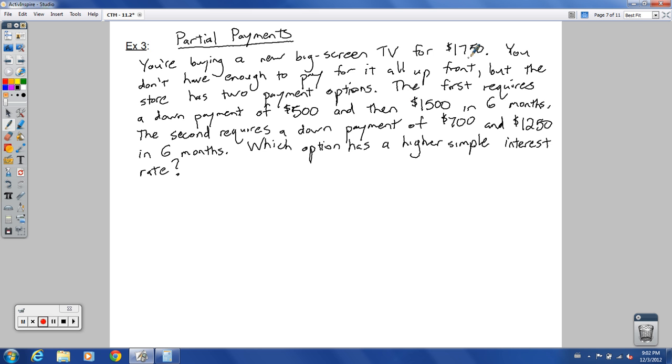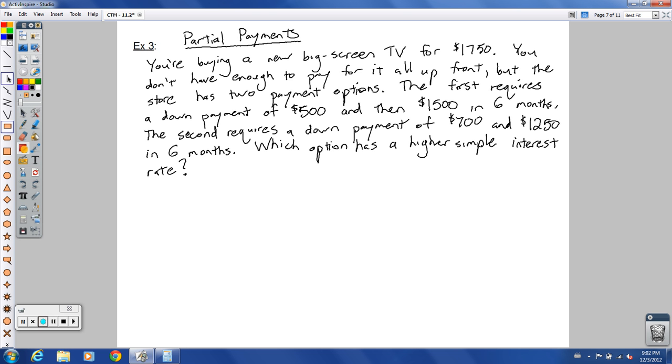So you may notice $1,750. Wait a minute, $500 plus $1,500, that's $2,000. That's more than $1,750. Yeah, that's the whole point. They're making money on you if you have to borrow money. This plus this is $1,950. So they're, again, making money on you with this option as well. They're not just going to give you the TV and say, oh yeah, just pay us back when you get around to it. They're going to have some sort of set in stone way in which you have to pay this back.